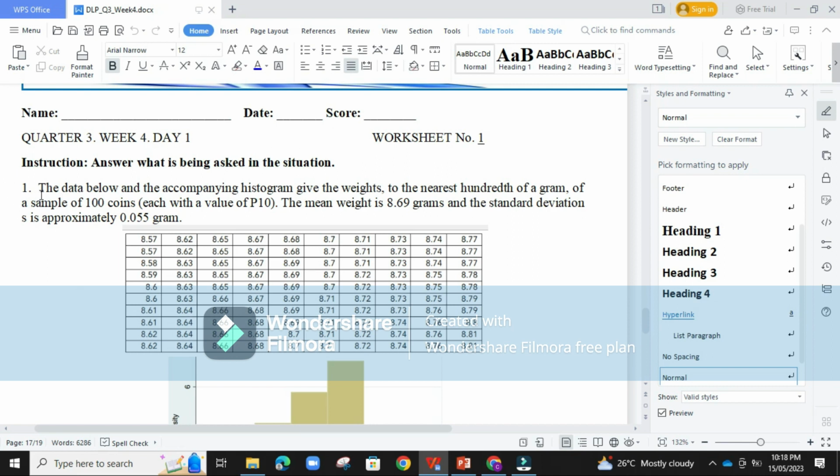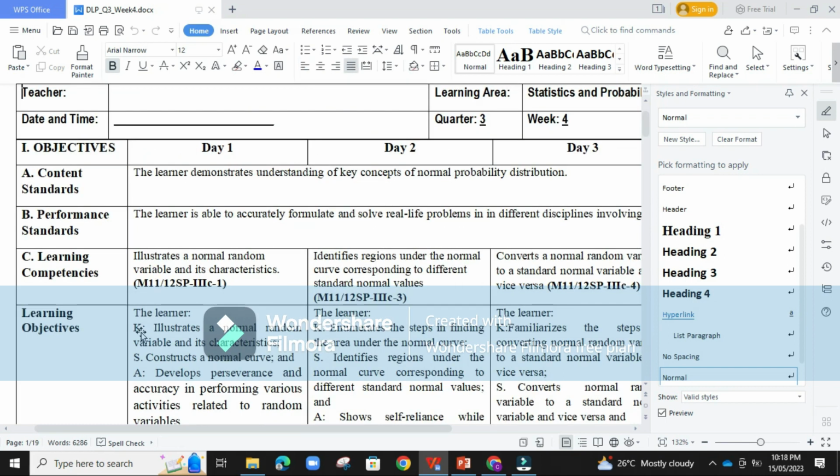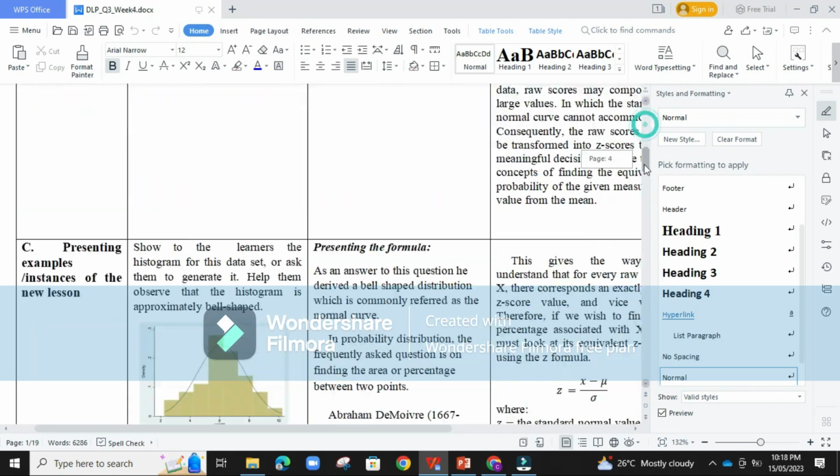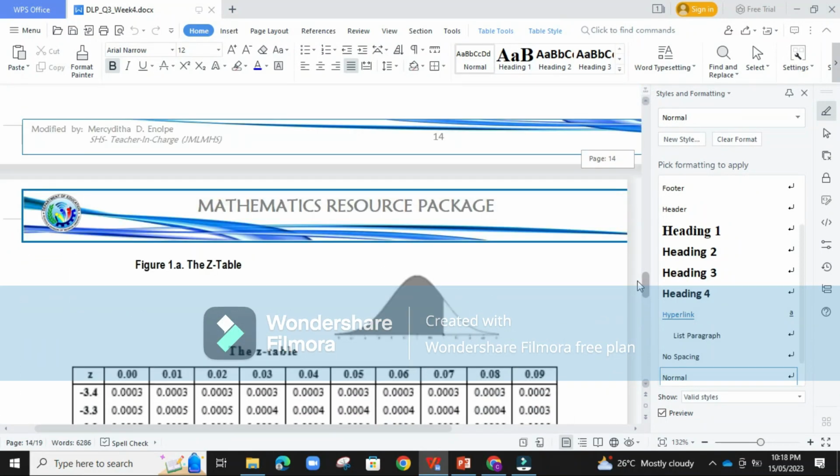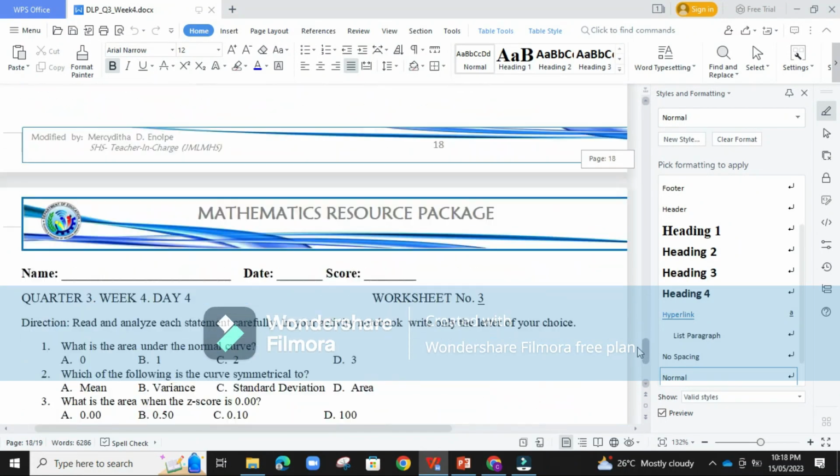The data below and the accompanying histogram give the weights, to the nearest hundredth of a gram, of a sample of 100 coins, each with a value of 10 pesos. The mean weight is 8.69 grams and the standard deviation is approximately 0.055 gram. Okay, so you have that activity.